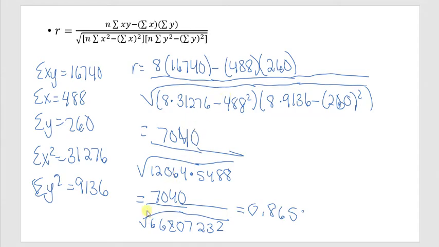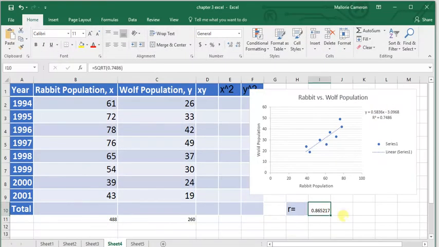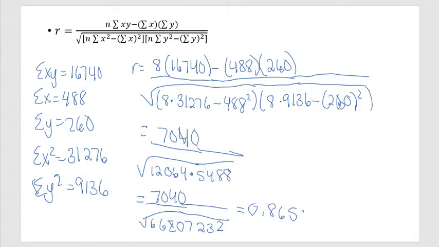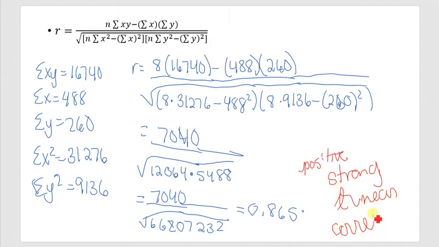Now we go back to Excel, we get 0.8652. So that's actually perfect. So all of those calculations were perfect. Okay, we can conclude that this is a positive and strong linear correlation. Okay, again, it's linear because we're using y equals mx plus b.